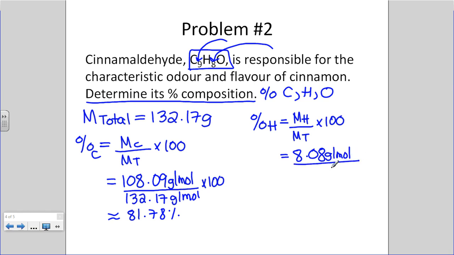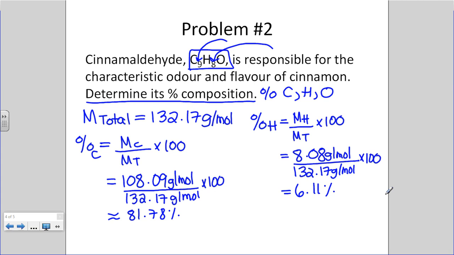Our total is our molar mass. And I just realized I missed the grams per mole up here, so let's add that in. 132.17 grams per mole. Multiply that by 100, and you'll get 6.11%.